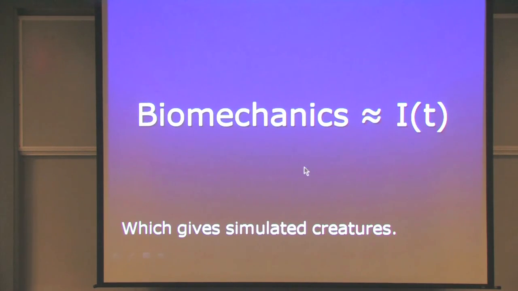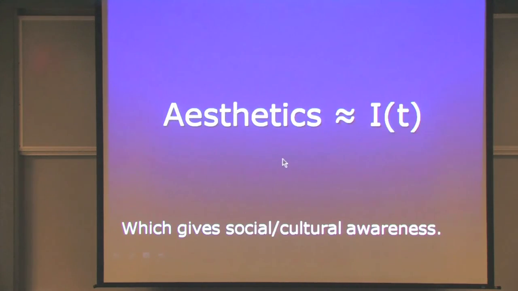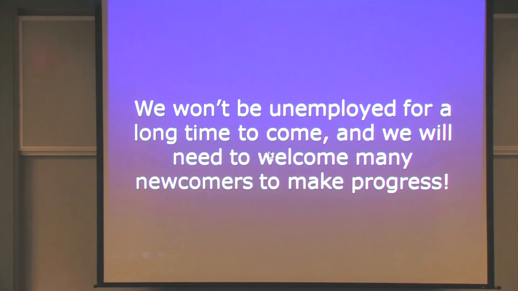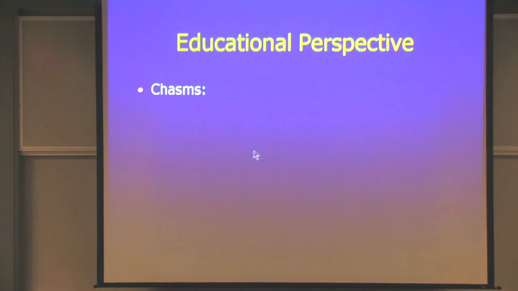We need biomechanics in these systems so that we get simulated creatures with muscles that can act and interact with the real physical world. And we need aesthetics somehow to give us some social and cultural awareness. We need light transport, which will simulate virtual environments. Okay. And so obviously we won't be unemployed for a long time to come.